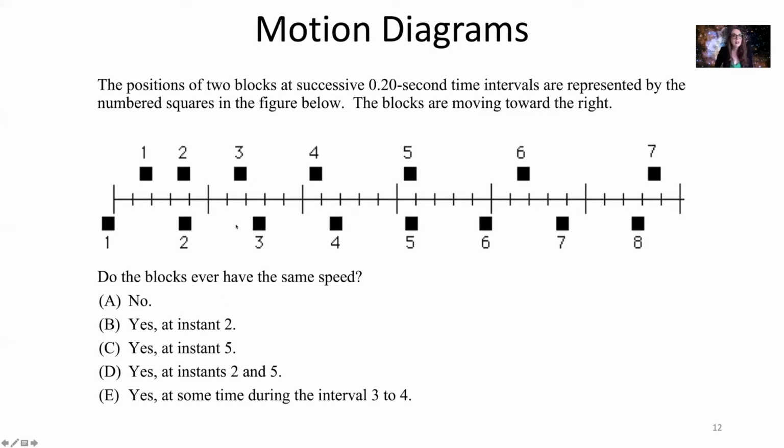Okay, so let's start looking up here on top. So remember that it's like a still shot that's being taken every 0.2 seconds. So the motion that's happening up here above our coordinate system between these time intervals, it looks like we are increasing our distance.